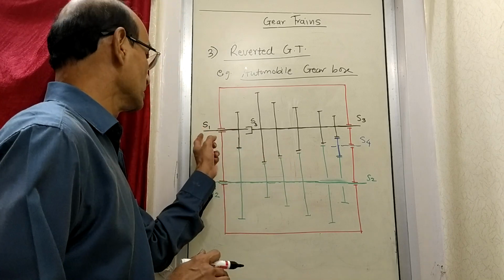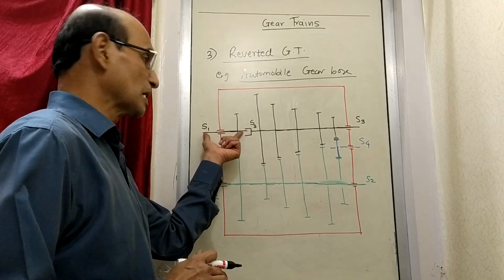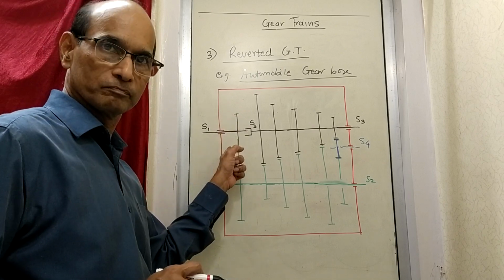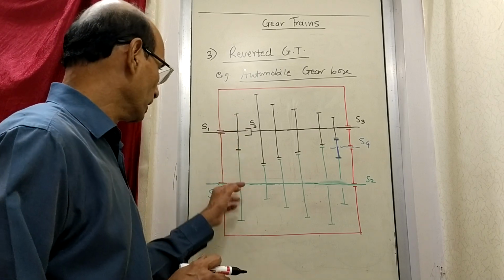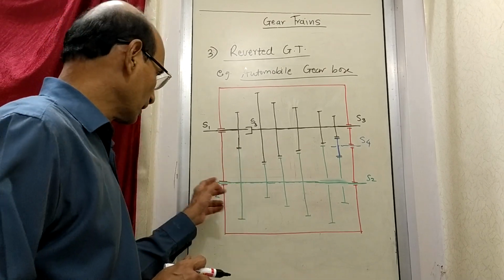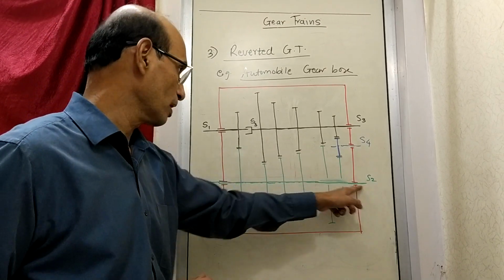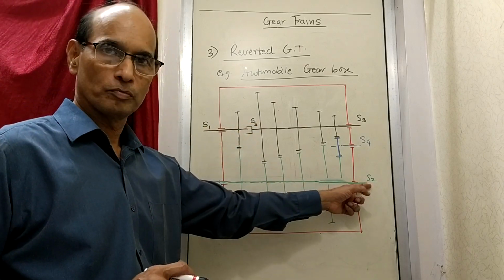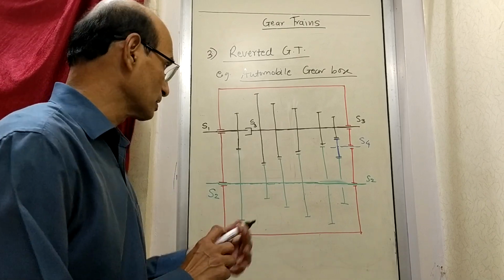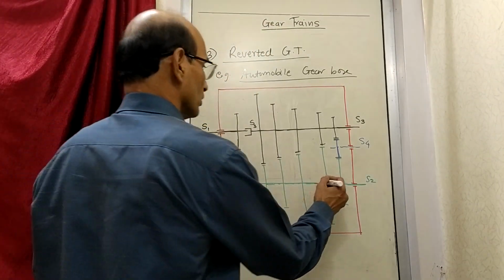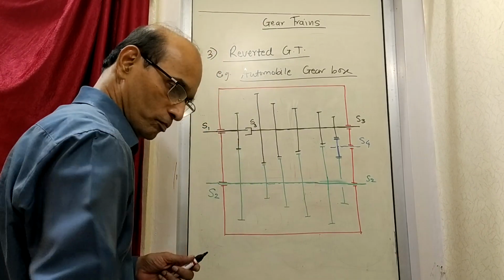Now see what happens. There is a gear and a shaft S1. On this shaft, this gear is mounted. Then this gear is in contact with the other gear like this. Now this other gear is mounted on the second shaft S2. So there is one shaft S1 and another shaft S2. On this S2, all these gears are mounted. All these green colour gears are fitted on S2.